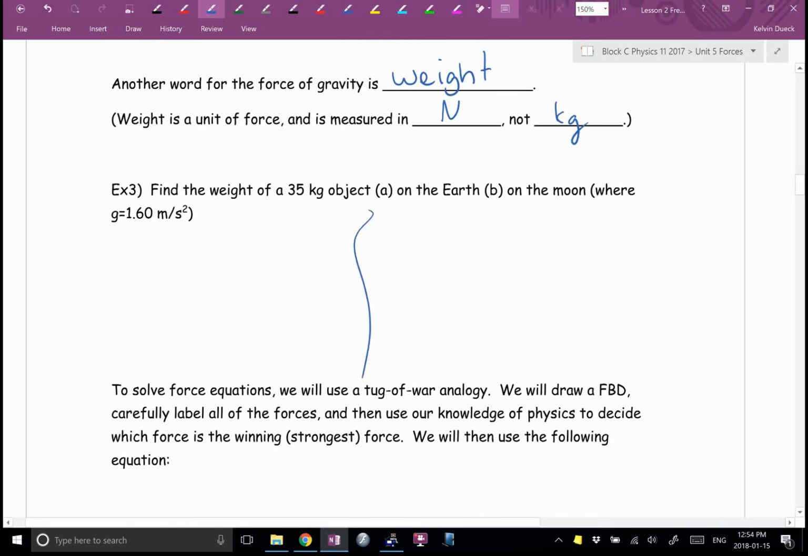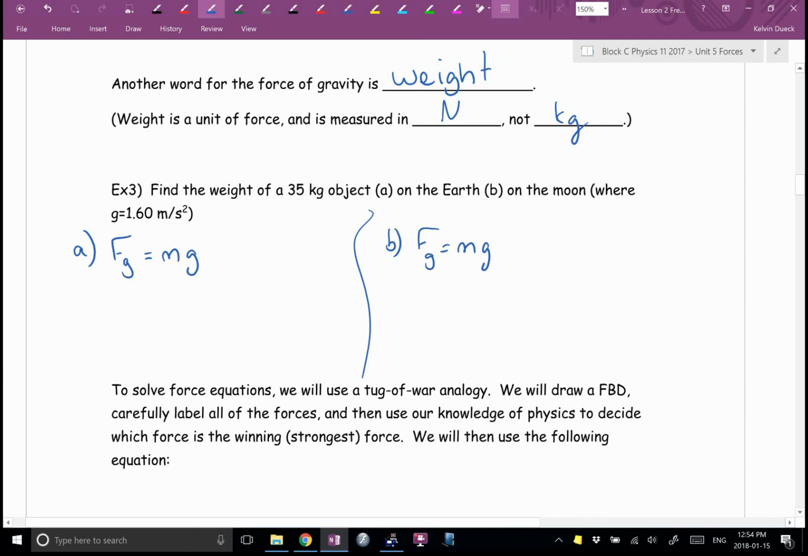So, example 3, and I will be fussy on the difference. I will ask you on tests for weight, and if you give me an answer in kilograms, you're losing marks. Find the weight of a 35 kilogram object on the Earth and on the Moon where g is smaller. What does this question want me to find? Okay, so I'm going to do A. I'm going to do B. How do I calculate weight? Weight is the force of gravity, and it's calculated by mg.